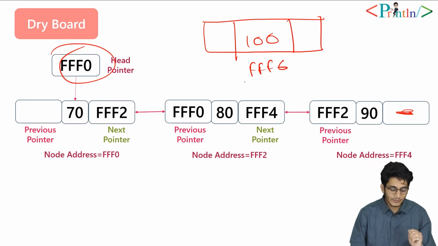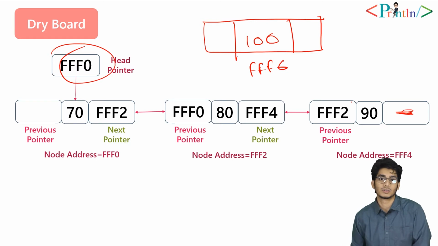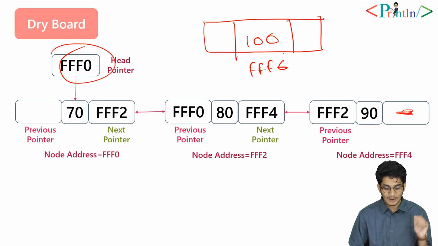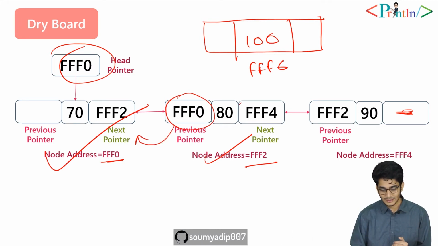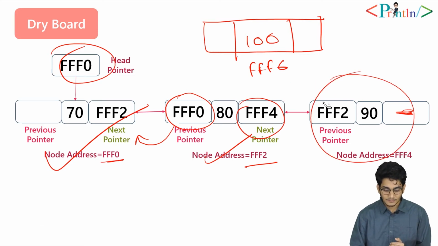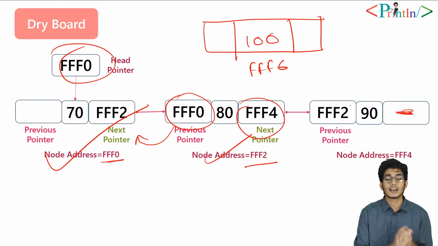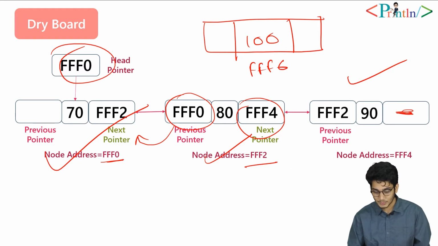Now at first we have to traverse our reference pointer to the last node. Now you can see the address of this node is fff0. The address of this node is fff2. Its previous pointer has its previous node address, and it has its next node address, that is fff4, and the same goes for this node as well. So at first we have to traverse our reference pointer up to here.